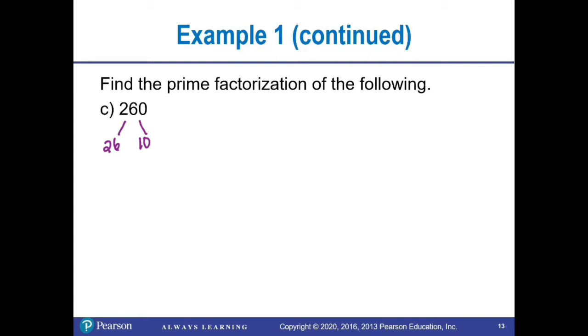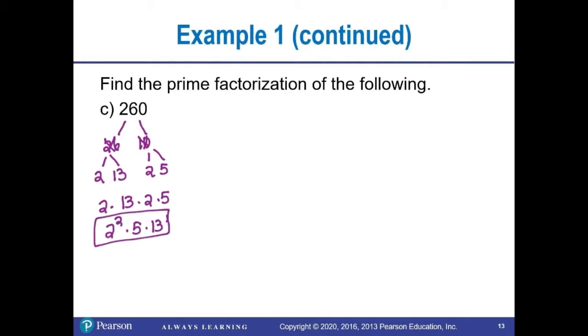Now 26 is composite, so I rewrite 26 as 2 times 13. 10 is also composite, so I rewrite 10 as 2 times 5. So now I have 2 times 13 times 2 times 5. These are all prime numbers. Write your final answer in increasing order and with powers. So we'd have 2 squared, because there's 2 2's multiplied together, times 5 times 13.